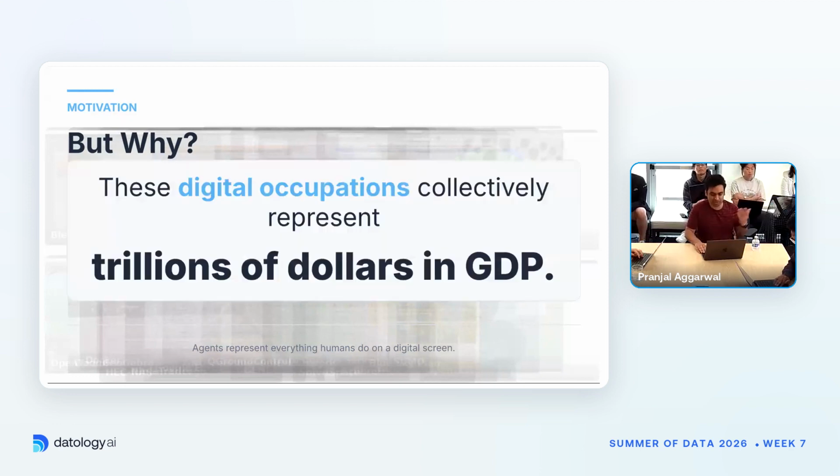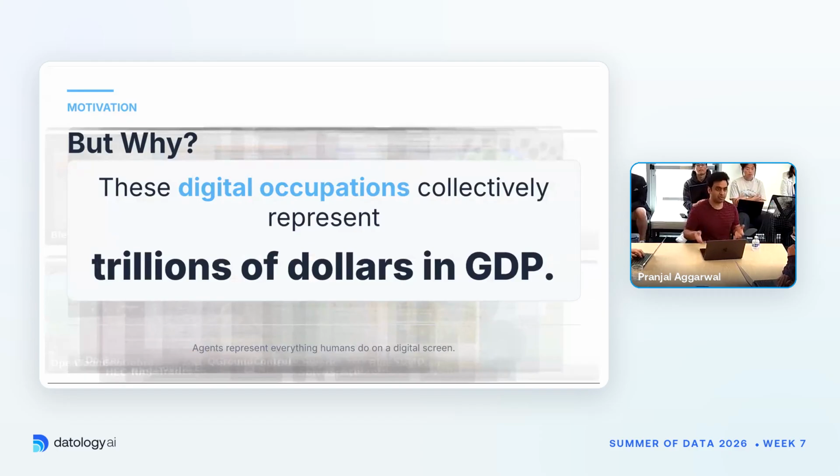And I feel like coding agents are great. We still need them, but they have been more focused on student kind of stuff rather than this large scale of economically valuable domains. And why do we want to do that? Because of course it's economically really valuable. These occupations represent trillions of dollars in GDP.